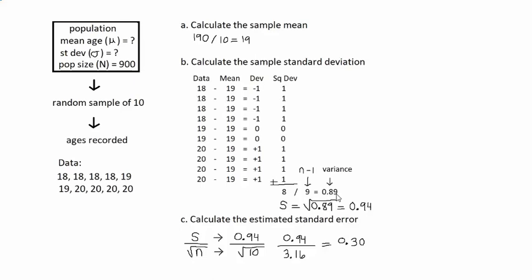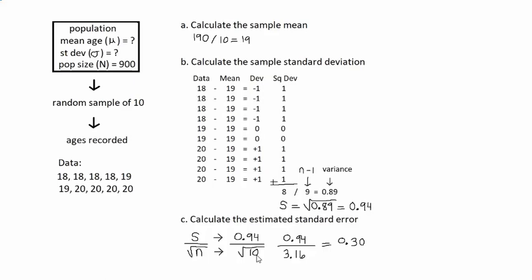And the standard deviation of the sample is the square root of the variance. So the square root of 0.89 comes out to 0.94, and that's our sample standard deviation, S. At this point, we're ready to calculate the estimated standard error because all we have to do is take the sample standard deviation and divide it by the square root of n. So it's 0.94 divided by the square root of 10.